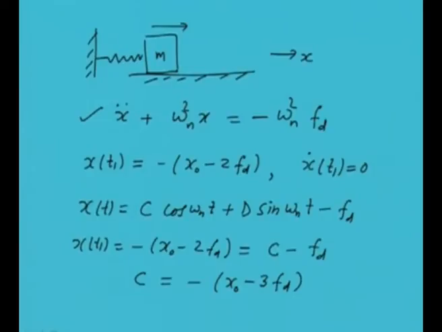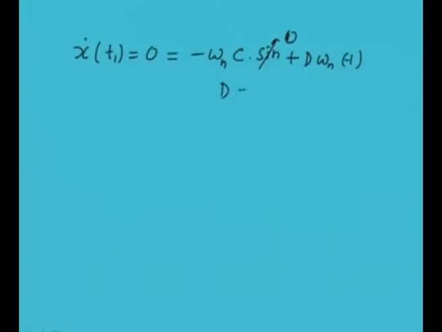For velocity we have to differentiate this once. So we will get velocity, that is omega n A or omega n C. So for velocity, if we substitute the boundary condition, 0, we can differentiate this. Here the sine term is there, that gives 0, and we have the cos term which gives 1 or minus 1. So this gives D equal to 0.